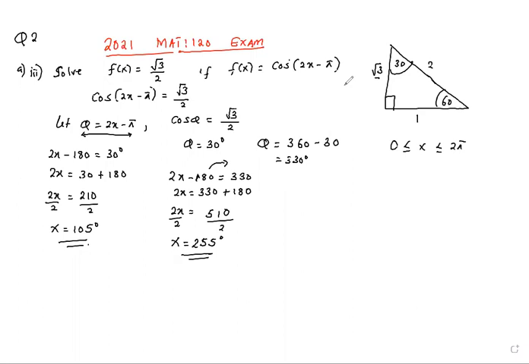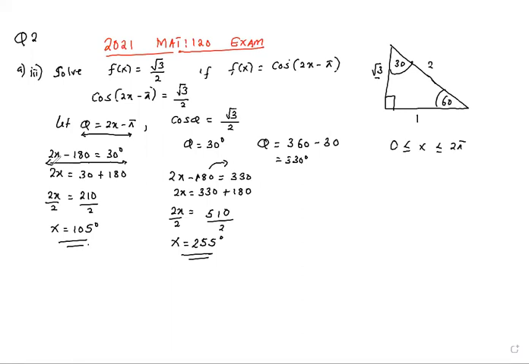So you let theta be 2x minus pi, and then substitute theta, get the value of 30 and 330. Then equate 2x minus 180 is equal to 30. Then make x the subject. Take it to the other side, divide by 2.